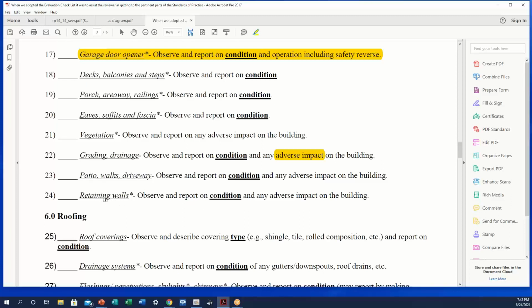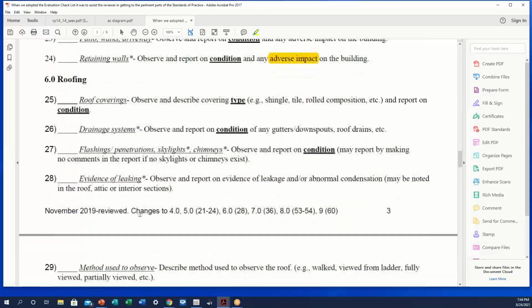Okay. So retaining walls, observe and report a condition and any adverse impact on the building. Okay. So a 2-foot high patio wall is not a retaining wall, everybody. It's a small patio wall, and typically they're not restraining anything. Okay, roofing. Here it is.